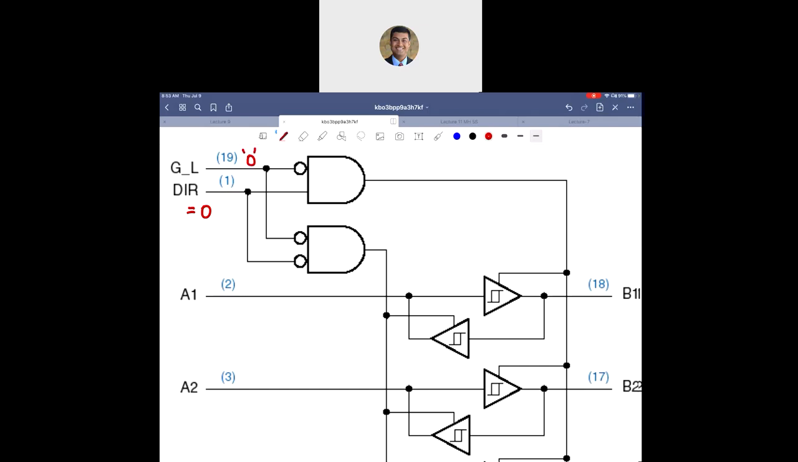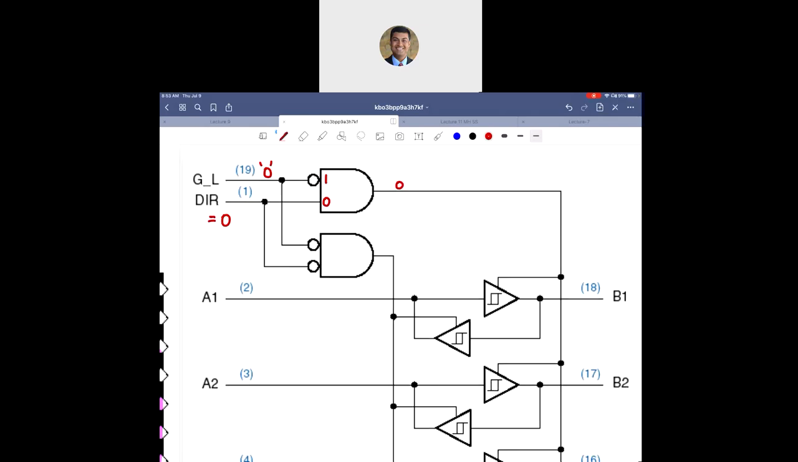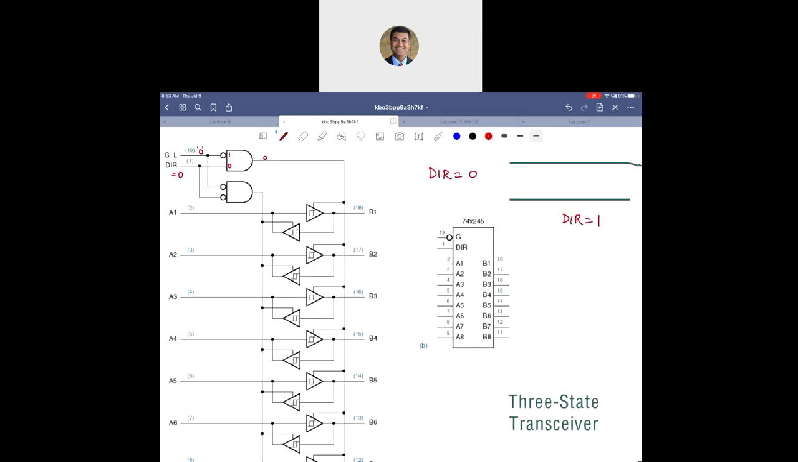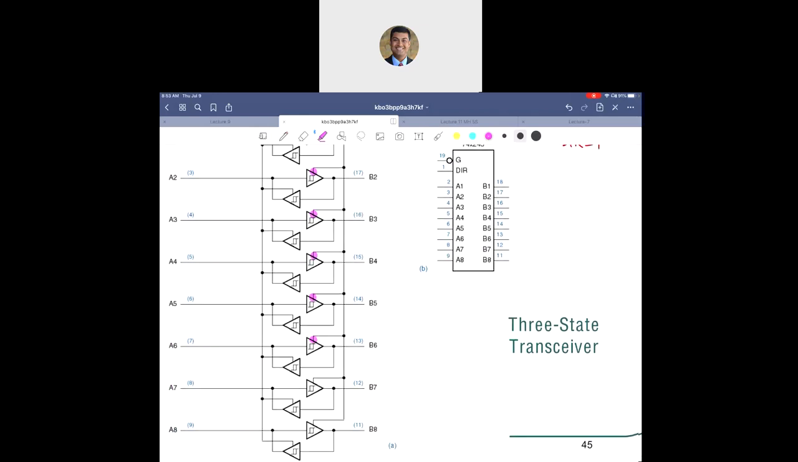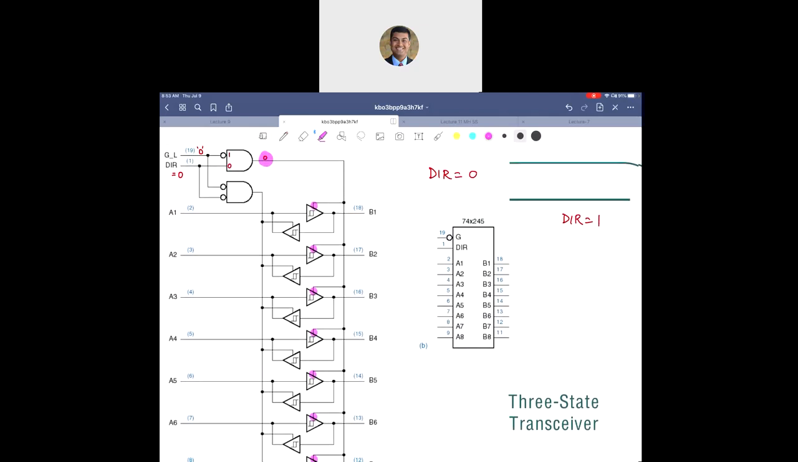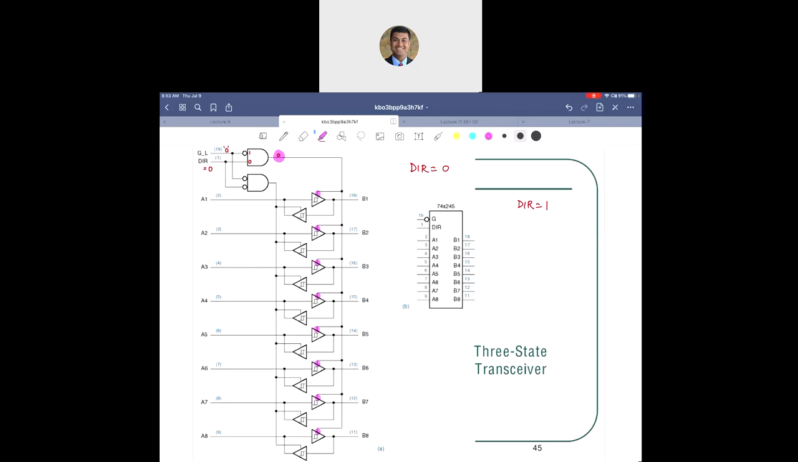Low, which means this guy is going to be one here and this guy is going to be zero here, which means this guy is going to be what? Zero here. So the moment that is zero, notice what happens, right? This is zero, which means that is zero, that is zero, that is zero, that is zero, that is zero, zero, zero, and zero. So all those are going to be disabled. All right.